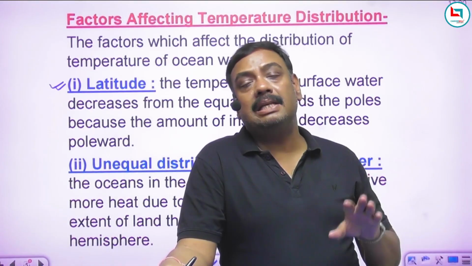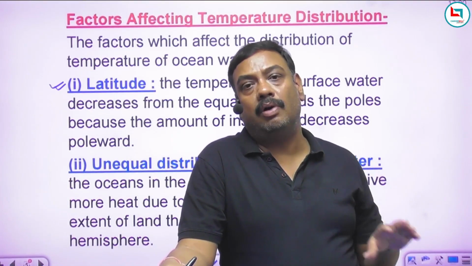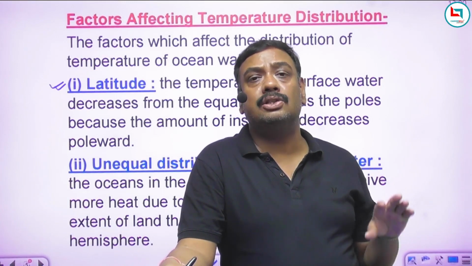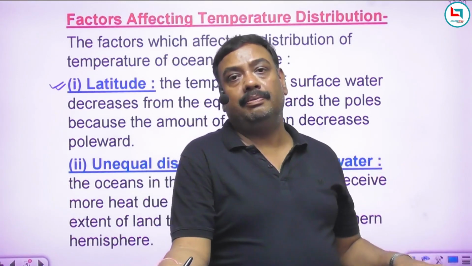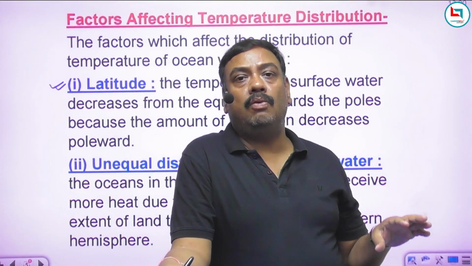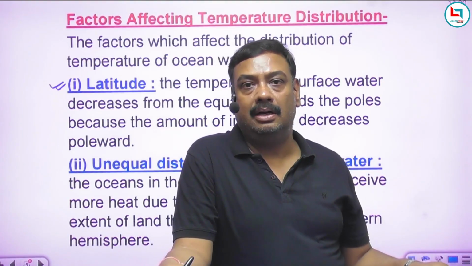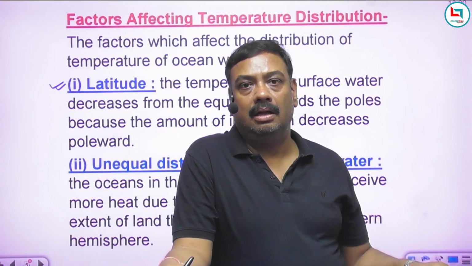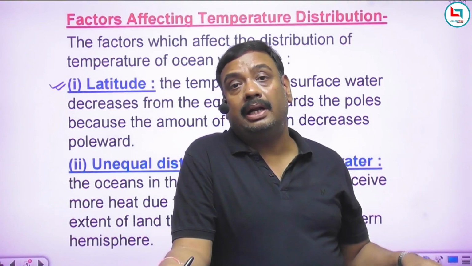While if we see the oceanic water in the southern hemisphere, it is not in much contact with the land part. In the southern hemisphere, the ocean water is not in much contact with the land part. And that is why the distribution of temperature is not taking place much there.